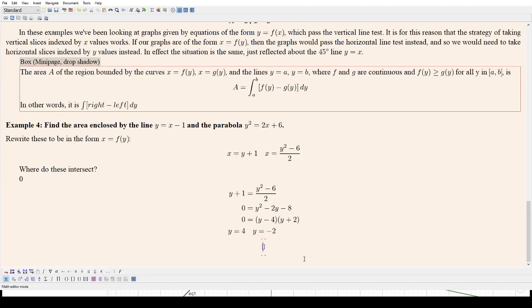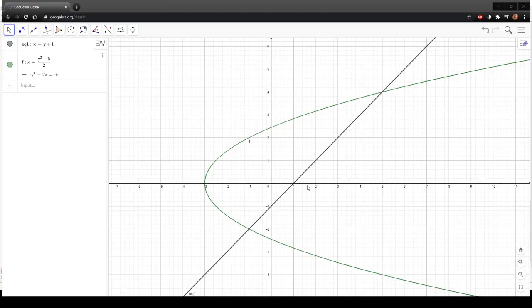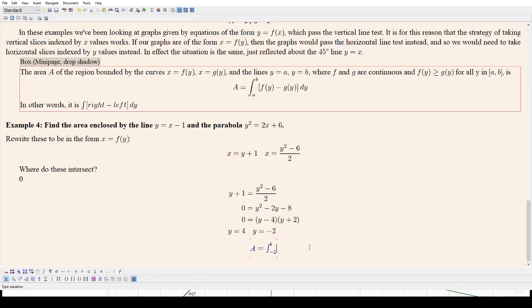Okie dokie. So our area in this case, we're going to take the integral from negative 2 up to 4 of right minus left. Looks like the line is on the right and the parabola is on the left. So the line is y plus 1, and the parabola is y squared minus 6 over 2. And I'm just going to divide both of these by 2 to make it easier.